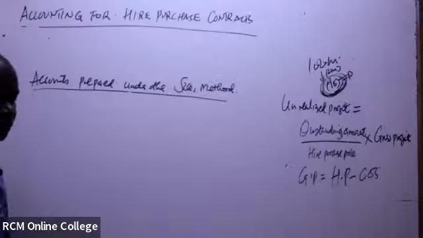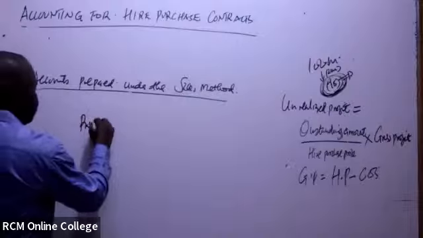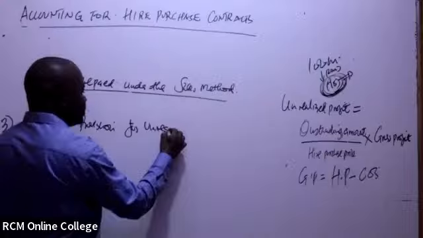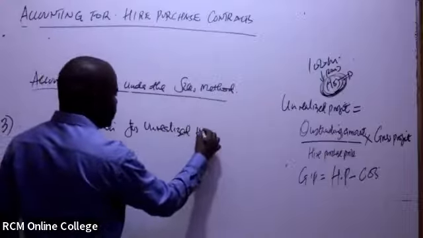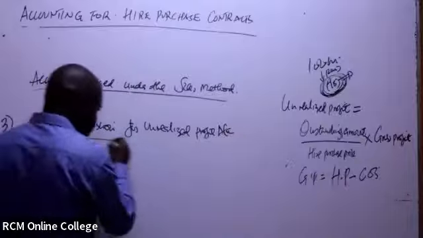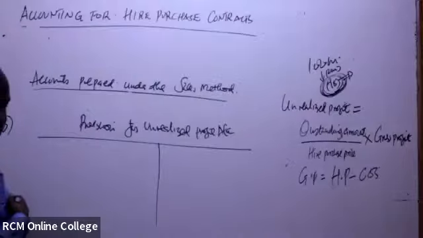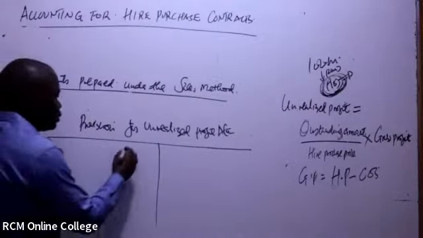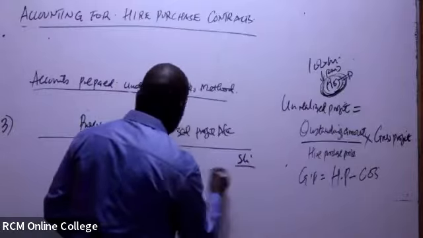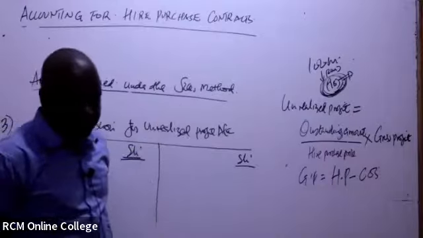And therefore, we can have another account we call the provision for unrealized profit account. The provision for unrealized profit account. So like that, we'll have shillings. And of course, we've already been able to make that computation.